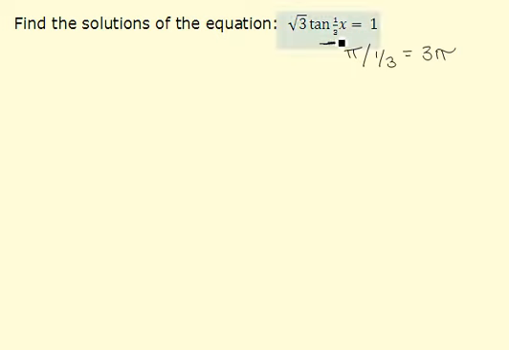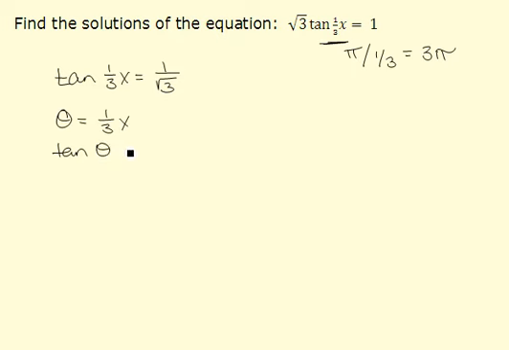In order to find our equation, we will simplify this by dividing both sides by the square root of 3 and get tangent of 1/3 x is equal to 1 over the square root of 3. Therefore, we are looking for values of angles where I take 1/3 of their value, take the tangent of that angle, and I get 1 over the square root of 3. Therefore, if we let theta be equal to 1/3 x, I am looking for values of the tangent of theta producing 1 over the square root of 3.